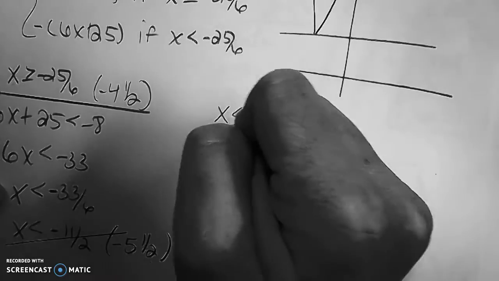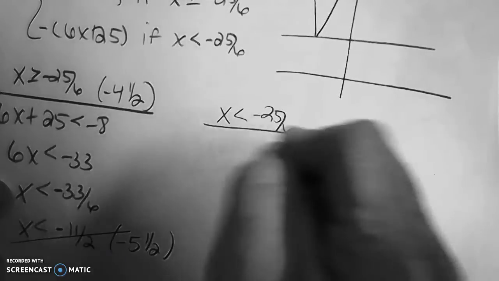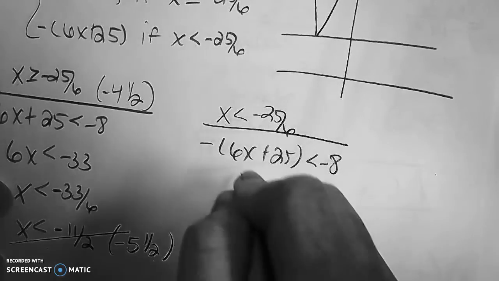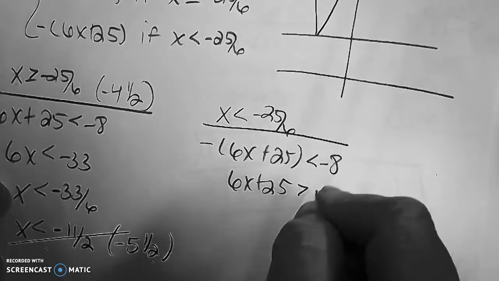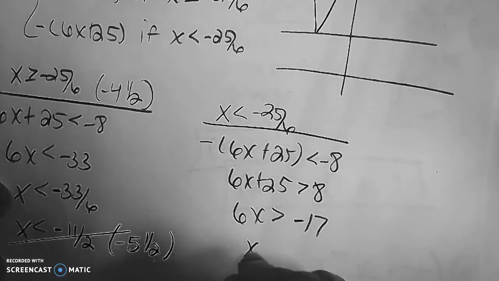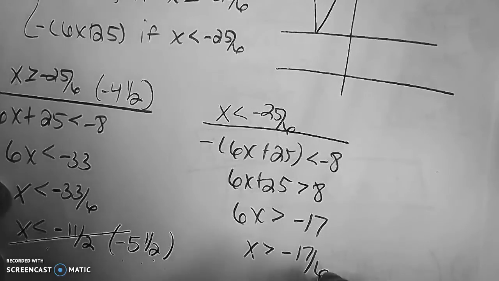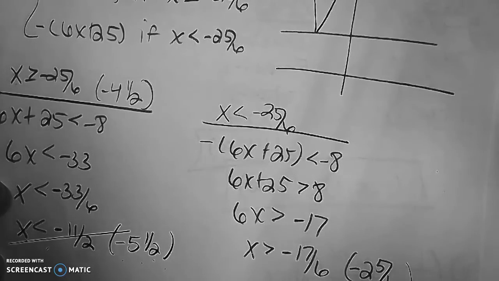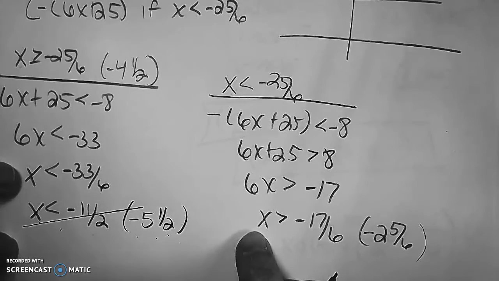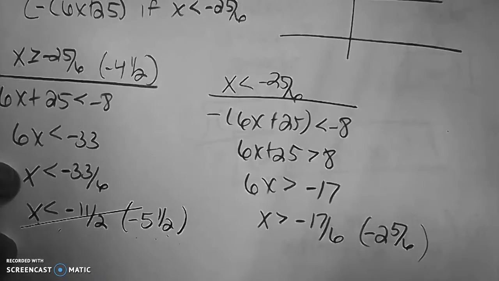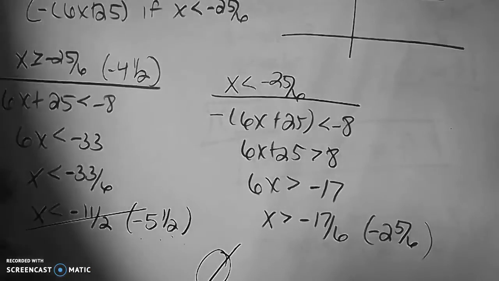As I look at the other piece, I'll take the opposite of 6x plus 25 and set it less than negative 8. I'm going to divide by a negative. Okay, let's subtract. So x is greater than negative 17 over 6. Well, that's what, negative 2 5/6? So do I have any numbers that are greater than negative 2 5/6 but are also less than negative 4 1/2? No, I don't. So this has no solution.